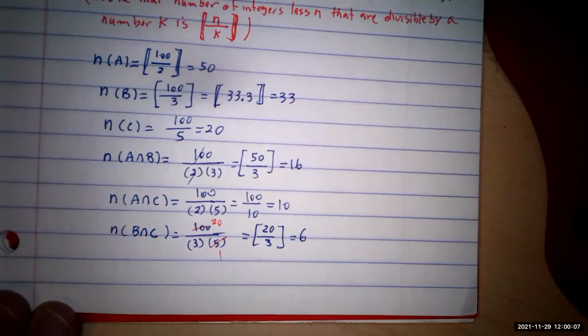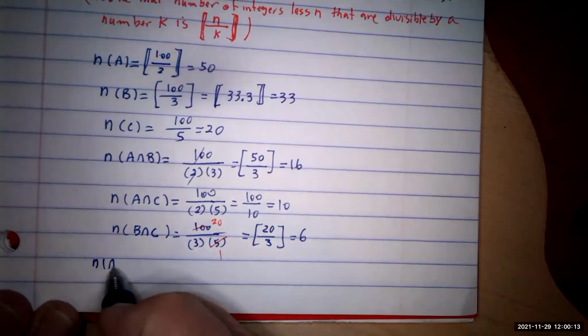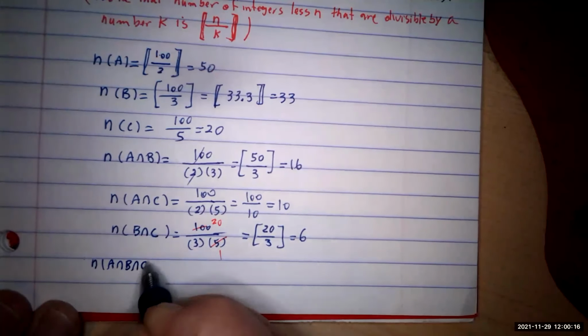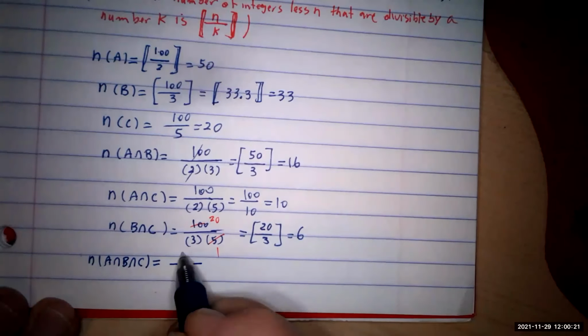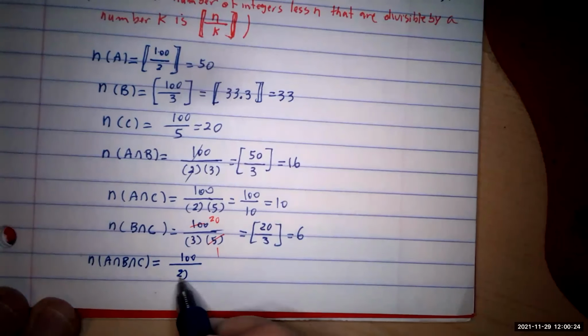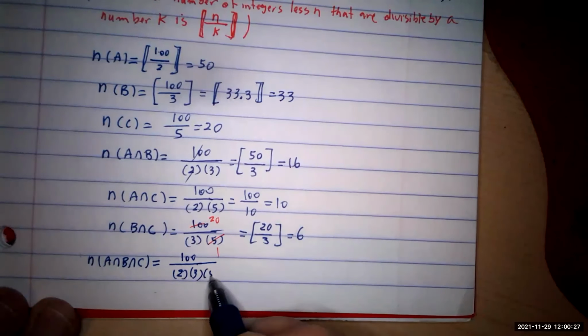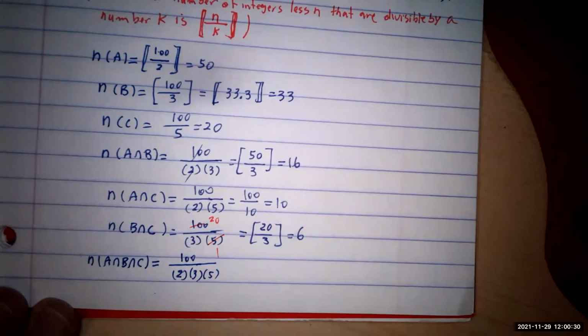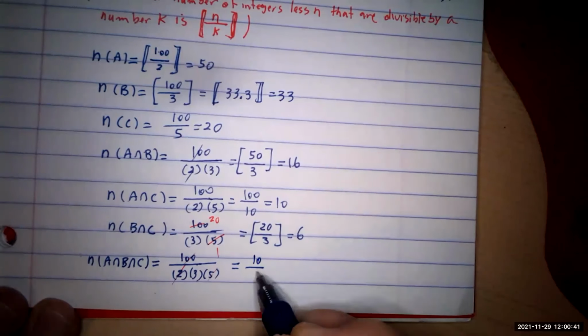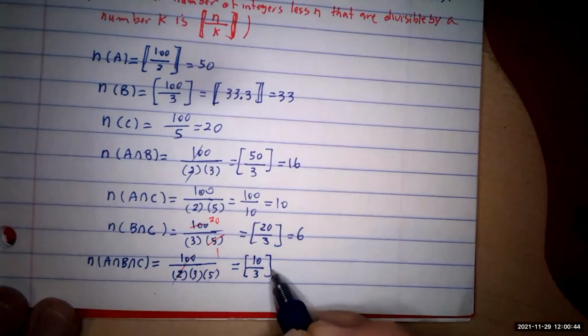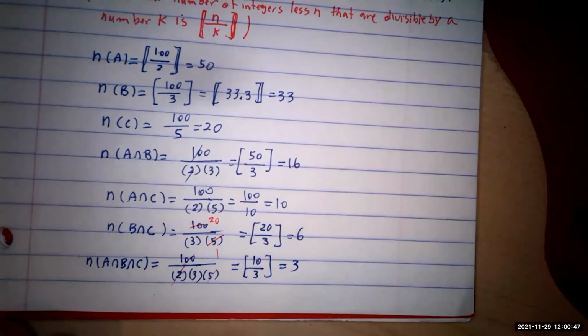Okay, so that's the 2 by 2 ones. So we have to go for the 3 by 3. So 3 by 3 would be A intersect B intersect C. Okay, so the total one is going to be 100 over divisibility by 2, divisibility by 3, and divisibility by 5. Okay, 2 times 5 would be 10. So you simplify it, that gives 10 over 3. So we have to use a bracket. It's going to be 3. So we have all the numbers that we want.